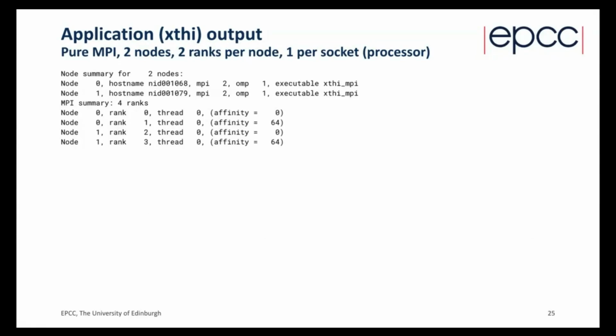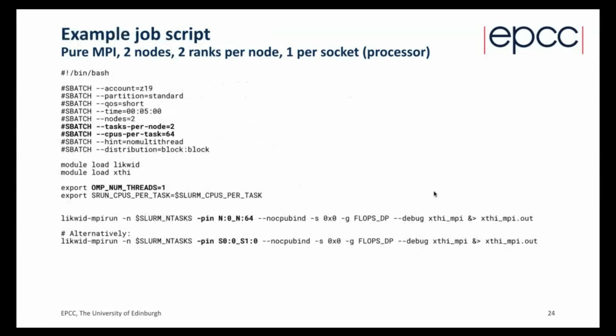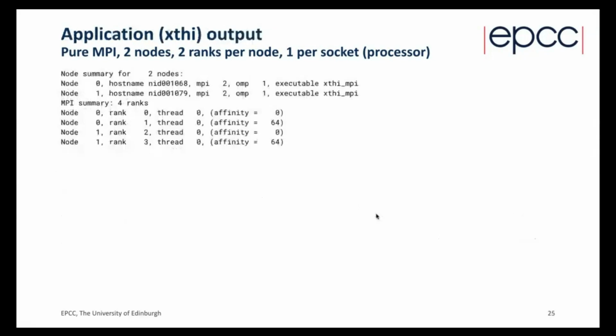What is that? If we run this with xthi, so the example, as you see, doesn't run a bona fide application, while it runs xthi. That's useful just to see what happens. This just confirms that the affinity is as we desire on each node.